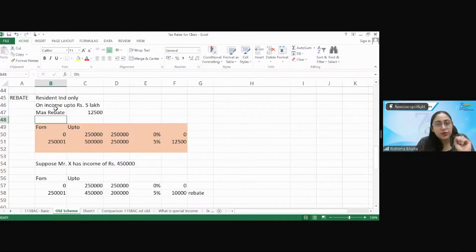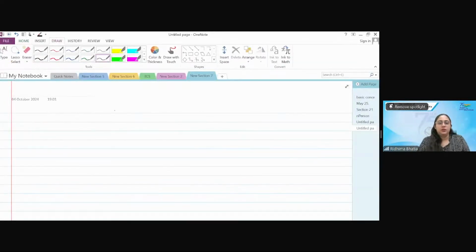So now we come to the next concept, which is rebate. What is rebate, guys, and why is rebate there, and why has not another concept in relation to it been there? Let's just discuss that. First of all, rebate is a concept which is there under section 87A.